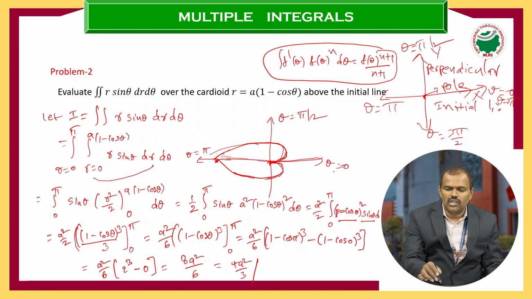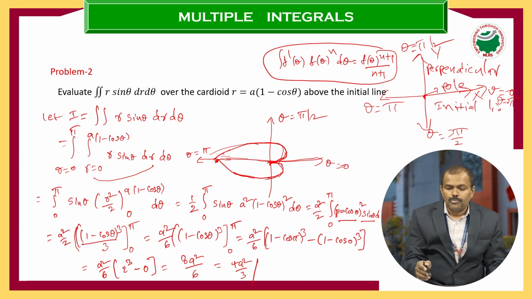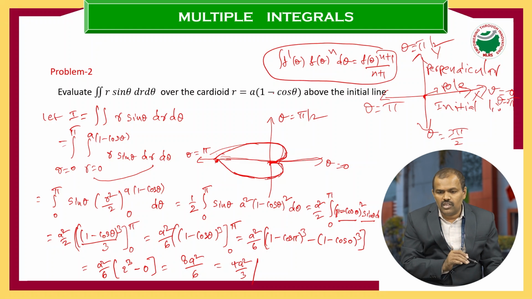This is a perpendicular line. Theta is equal to 90. This down is theta is equal to 3 pi by 2. So here in this figure, the theta limits, how to draw this figure, that is also very important. So from the equation only I draw the figure.